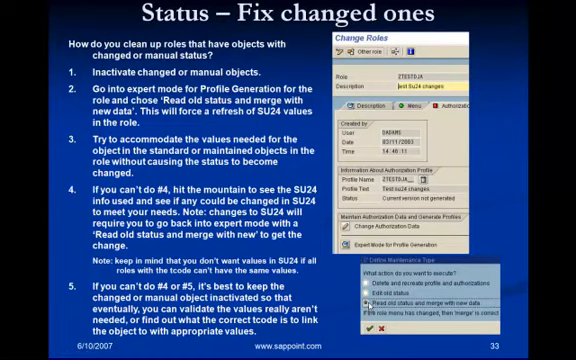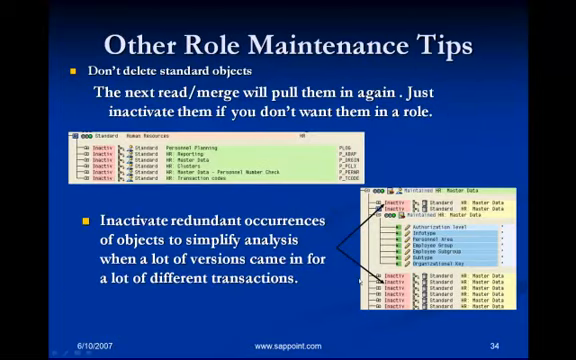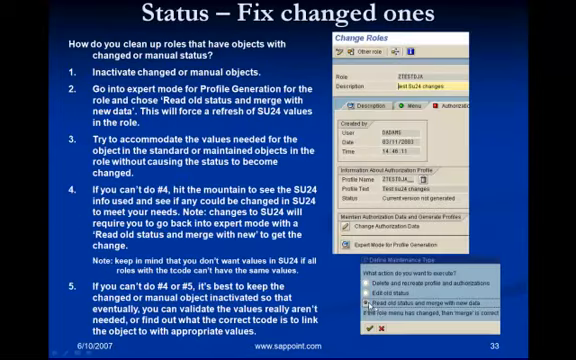So how do you fix the changes that you make in SU24? When you make changes to SU24, if you want those changes to get reflected into the role, then you go to the authorization tab. In the authorization tab, click on the expert mode for profile generation. You get a box called define maintenance type. In that, you select read all status and merge with new data. When you do that, the new values will be reflected into the role.